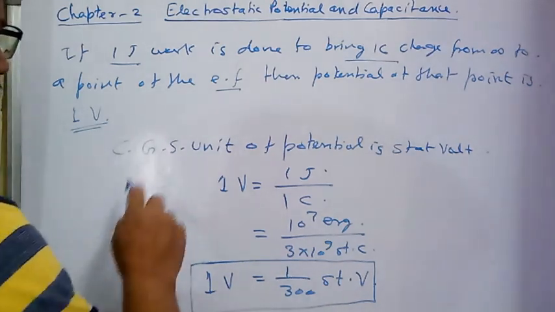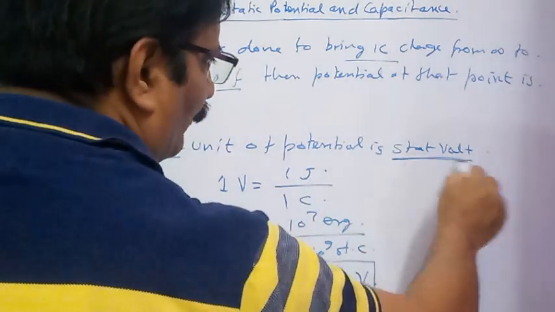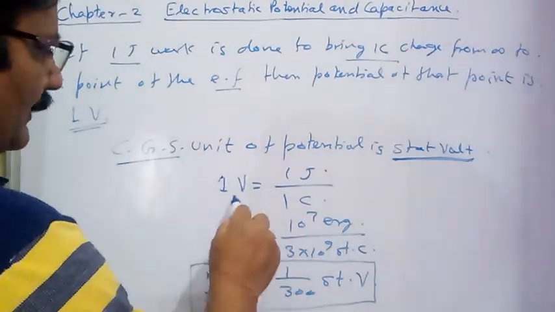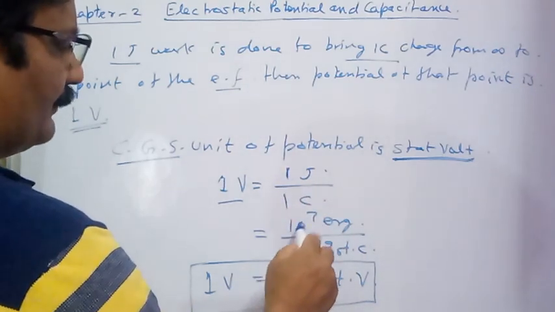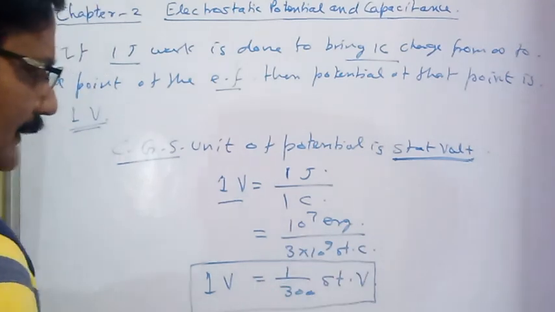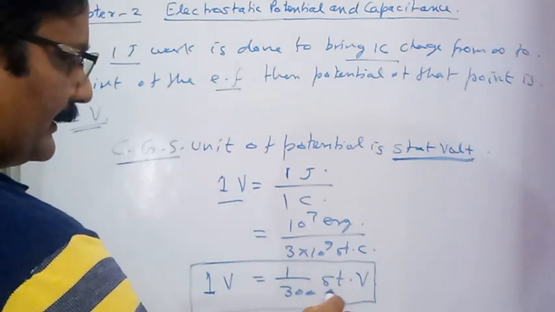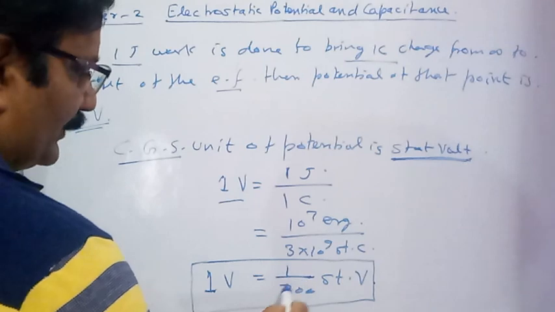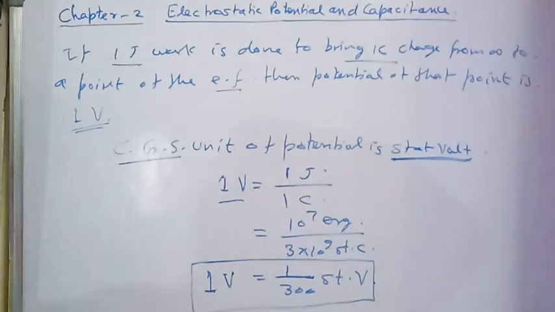This is the SI unit. In CGS unit, potential is expressed in stat volt. Now what can be the relation between the SI unit of the potential and the CGS unit? 1 volt is equal to, we know, 1 joule divided by 1 coulomb, and 1 joule equals 10 to power 7 erg, and 1 coulomb equals 3 into 10 to power 9 stat coulomb. So the relation between volt and stat volt is 1 volt equals 1 by 300 stat volt. Here we can see the CGS unit of the electrostatic potential is 300 times larger than its SI unit.